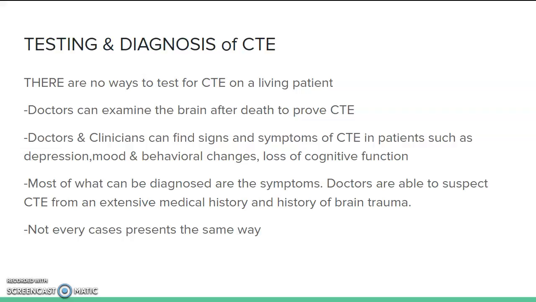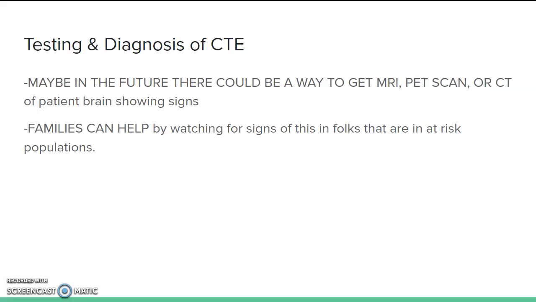So some potential for diagnosis and testing on a living patient typically comes from what we can see going on in this patient, like the signs and symptoms of CTE: depression, mood and behavioral changes, loss of cognitive function. All of this can potentially be treated, and you're kind of treating the symptoms here. But it's hard to diagnose somebody with CTE. So a good medical history of the patient and of what brain trauma has happened in the past can play key roles in helping doctors diagnose, and try and maybe create treatment plans for these patients.